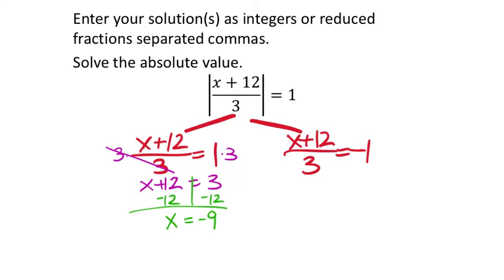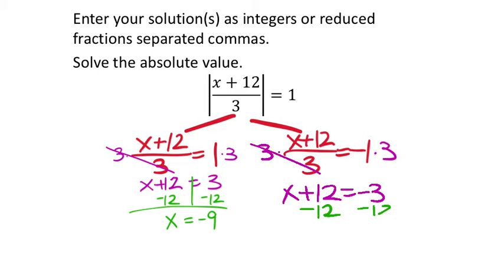But now the next one, same process, multiply both sides by 3, make that a phantom 1. Now x plus 12 equals negative 3. And then subtract 12 from both sides, same thing. Different answer though, because it was a negative to begin with. I get x equals negative 15 right here, okay?